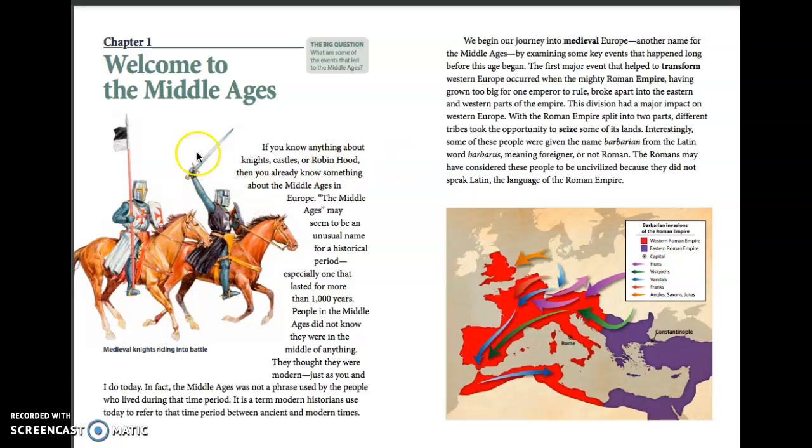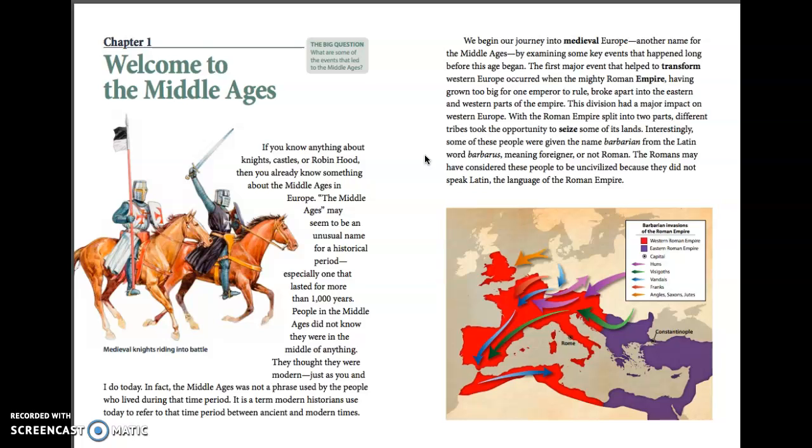This picture right here is medieval knights riding into battle. If you know anything about knights, castles, or Robin Hood, then you already know something about the Middle Ages in Europe. The Middle Ages may seem to be an unusual name for a historical period, especially one that lasted for more than 1,000 years. People in the Middle Ages did not know they were in the middle of anything. They thought they were modern, just as you and I do today.